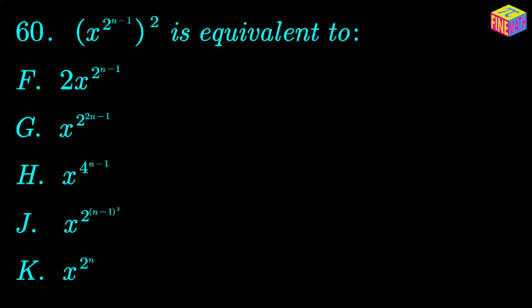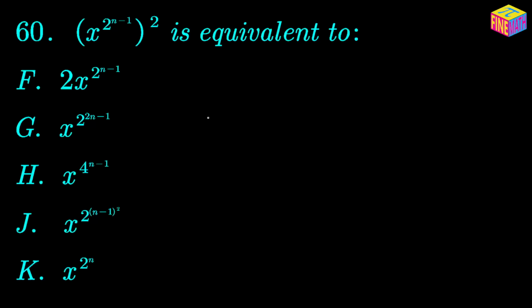So let's get started. Here in the question we have x to the power 2 to the power n minus 1, and then the whole square of that, right? And we have to find out what that expression is equivalent to. We have been given 5 options here. We have to find out which one is the correct option, right?